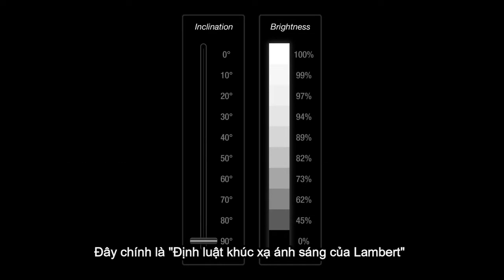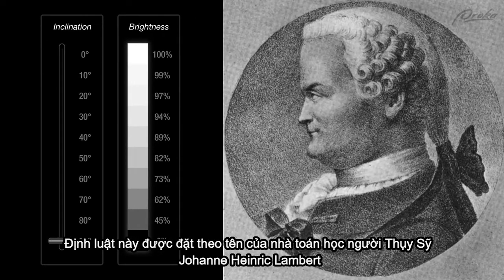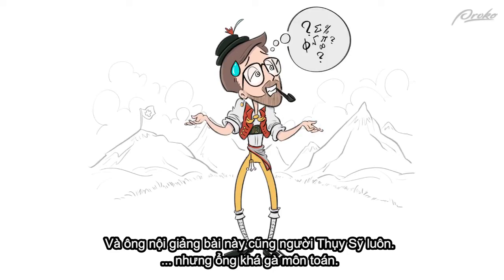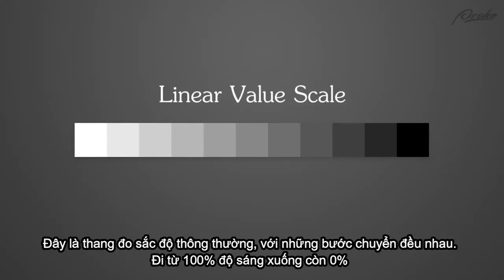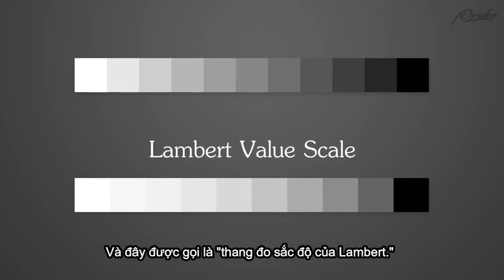This, my friends, is Lambert's emission law. It is named after Johann Heinrich Lambert, a Swiss polymath. Fun fact, I'm also Swiss, but I'm not great at math. This image shows a linear value scale with even steps going from 100 to 90, 80, 70, and so forth until 0. That's what we would expect, but what happens in nature is this: 100, 99, 97, 94, 89, 82, 73, 62, 45, 0. We can call this a Lambert scale.